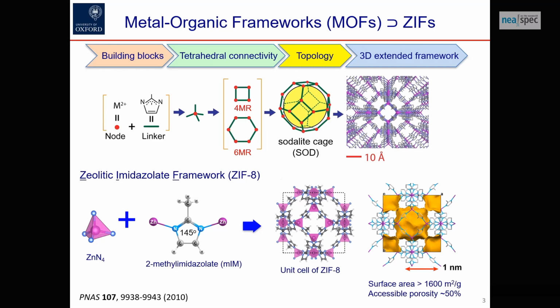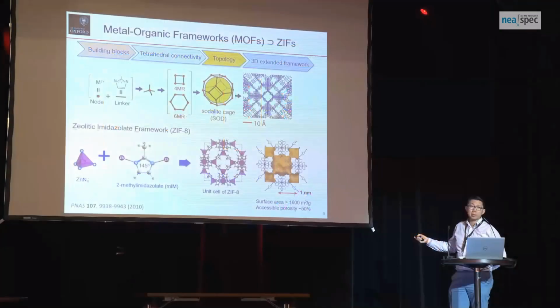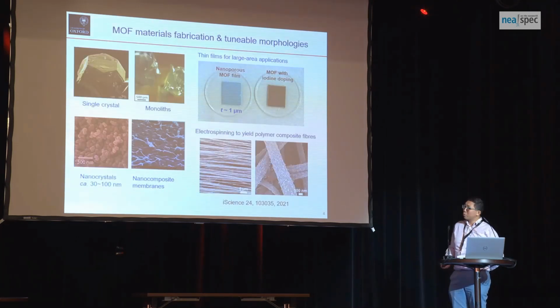The big attraction of such a material, of course, is the volume or the space available at the heart of the framework. So the surface area is huge, typically of the order of thousands of square meters per gram. If you put this into context, it will be the surface area of a football field, for example. Accessible porosity also pretty high, half of the volume is actually vacant. So we can use this for all sorts of things.